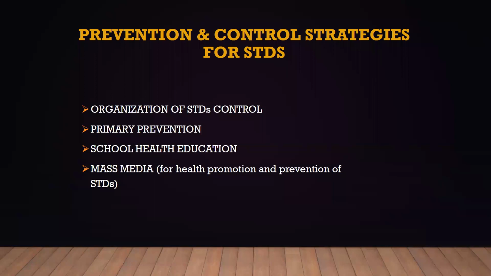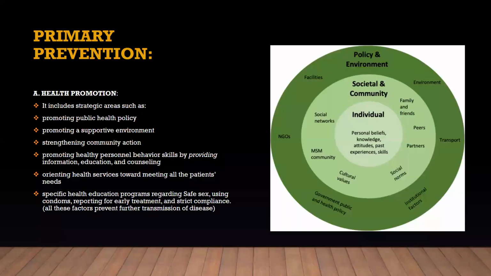Prevention and control strategies for sexually transmitted diseases include organization of sexually transmitted disease control, primary prevention, school health education, and mass media for health promotion and prevention of sexually transmitted diseases. The primary prevention includes health promotion. It includes strategic areas such as promoting public health policy, promoting a supportive environment, strengthening community action, promoting healthy personal behavior skills by providing information, education, and counseling, orienting health services toward meeting all the patient's needs, and specific health education programs regarding safe sex, using condoms, reporting for early treatment, and strict compliance. All these factors prevent further transmission of disease.